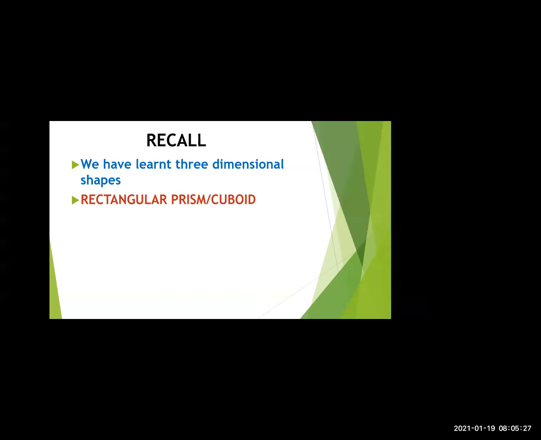So just recall what we have learned yesterday. In the last session, we learned three-dimensional shapes. In those three-dimensional shapes, which shapes did we learn? That is rectangular prism or cuboid, cube, triangular prism, cylinder. Now today we are going to see some new 3D shapes.